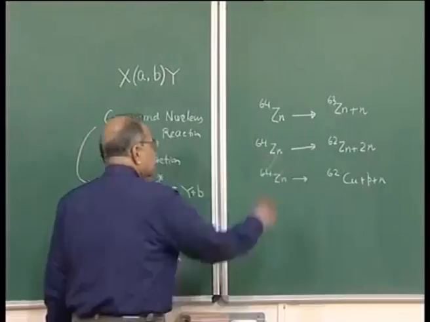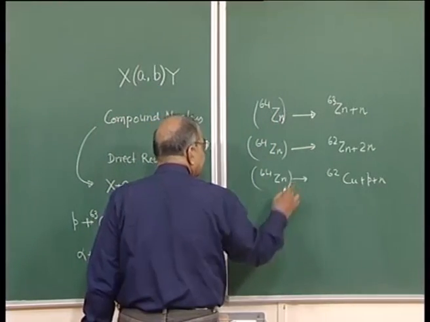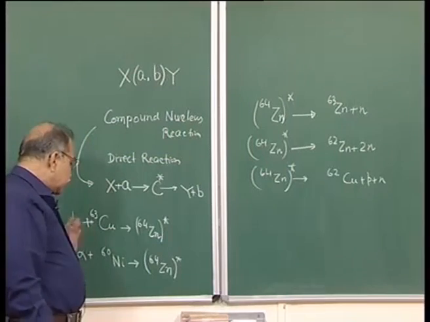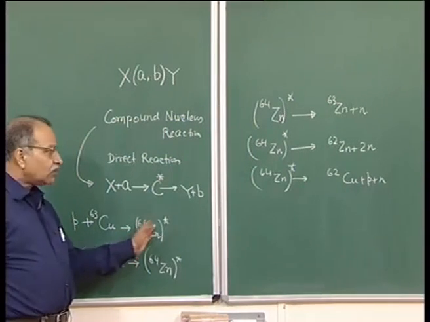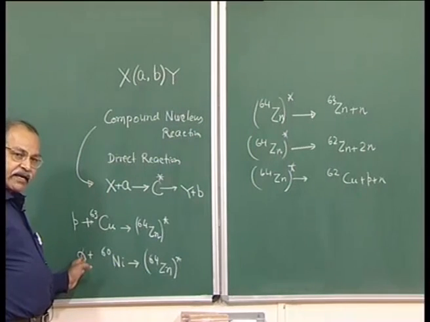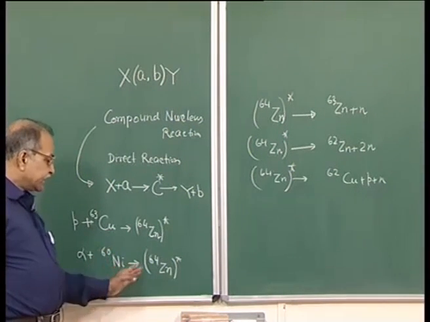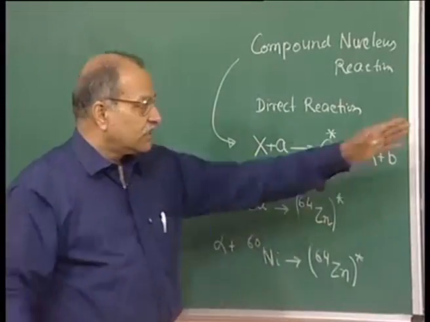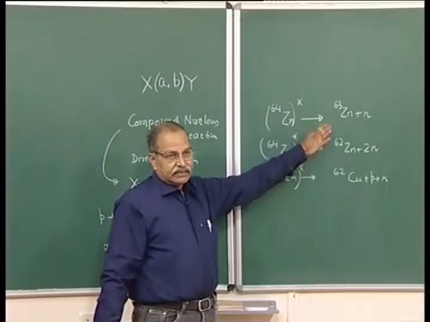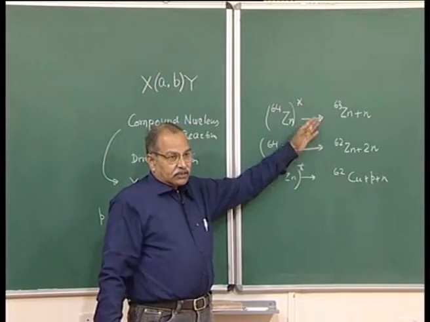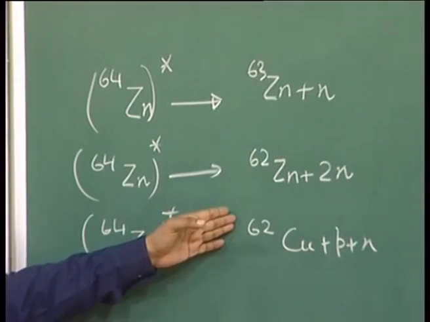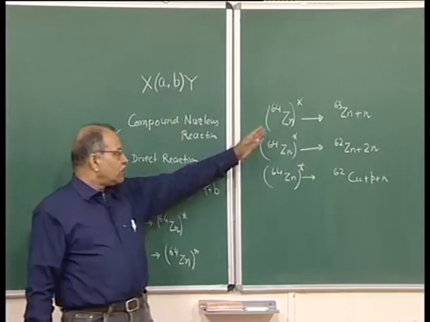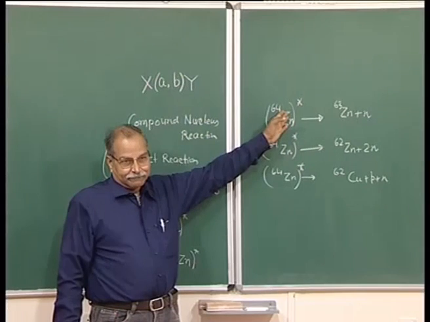So, if this zinc is formed, let us compare that this 64 zinc is formed through this proton reaction, so proton going into this, or it is formed in this alpha particle reaction, where alpha particle falls on 60 nickel and then it goes here. So, the later part, this zinc going into these channels in these reactions, this later part should be independent of how it was formed, provided the compound nucleus is formed in the same energy state.